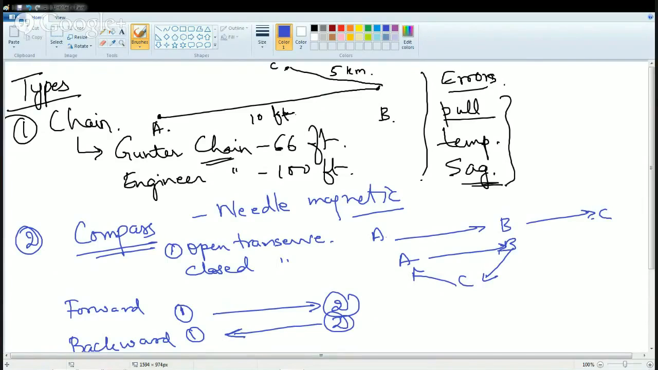The next we would be talking about is triangulation. What is triangulation? Triangulation is any survey where you try to draw a triangle.